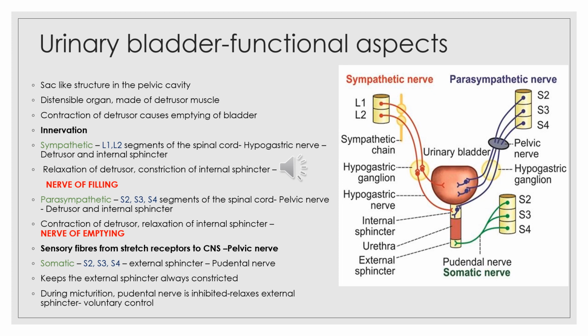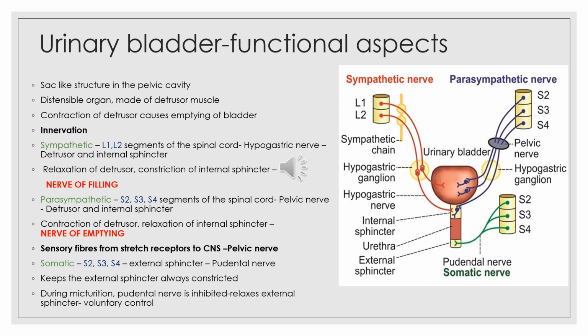So first the sympathetic nerve supply. The preganglionic fibers of the sympathetic nerve arise from the first and second lumbar segments of the spinal cord, that is L1 and L2 of the spinal cord, and they leave the spinal cord, pass through the lateral sympathetic ganglia and terminate in the hypogastric ganglion. There you can see it in the picture.